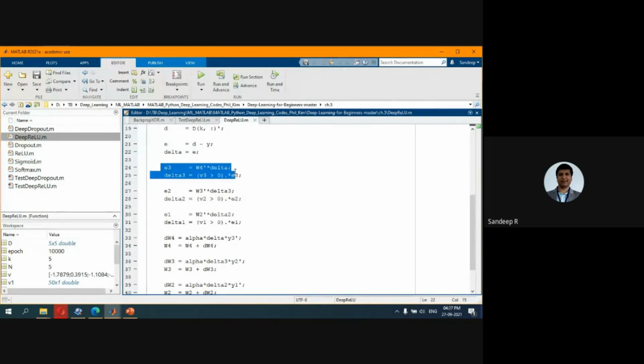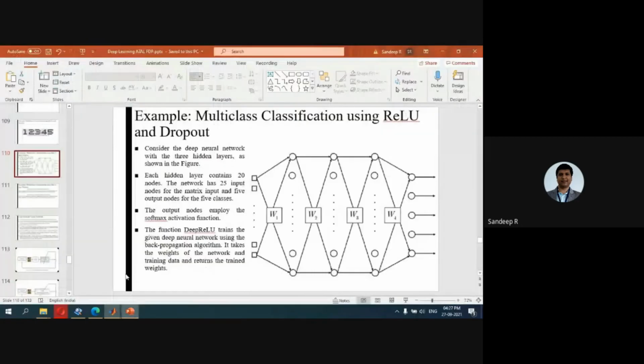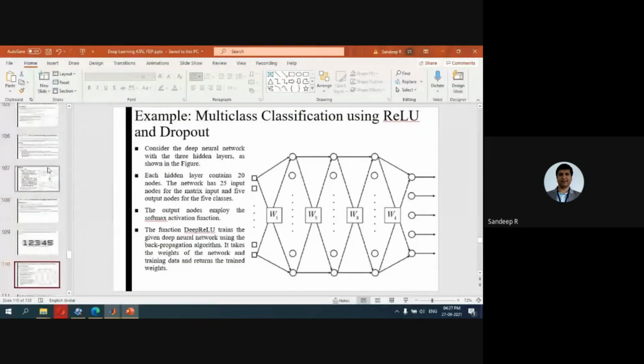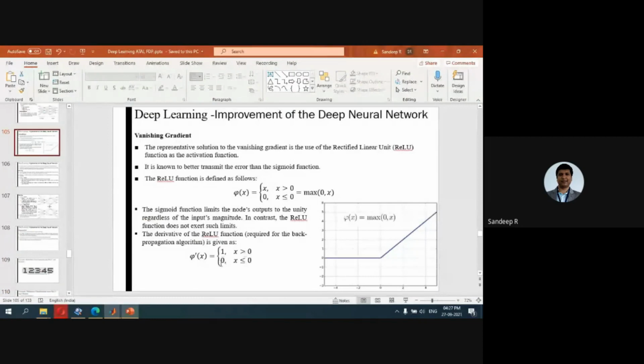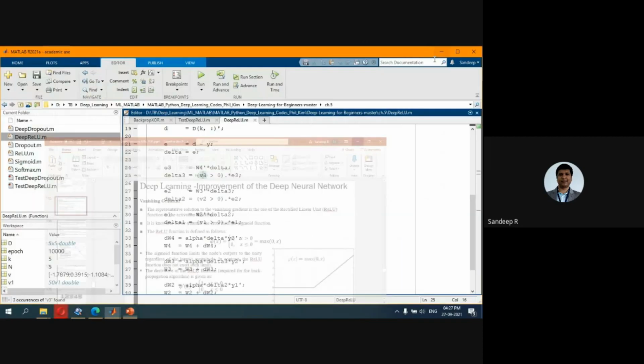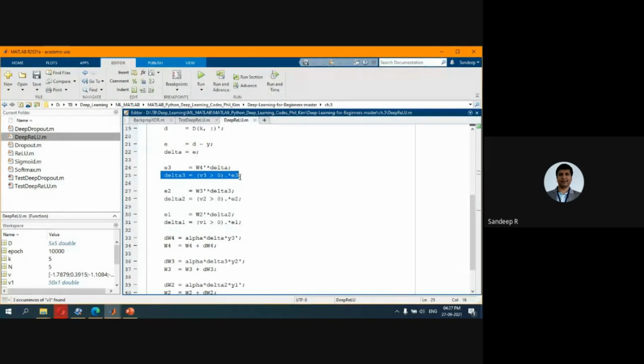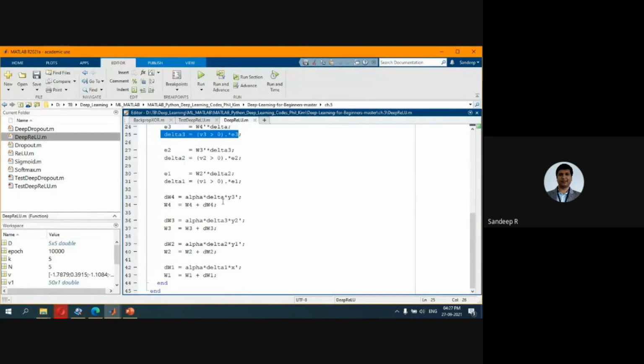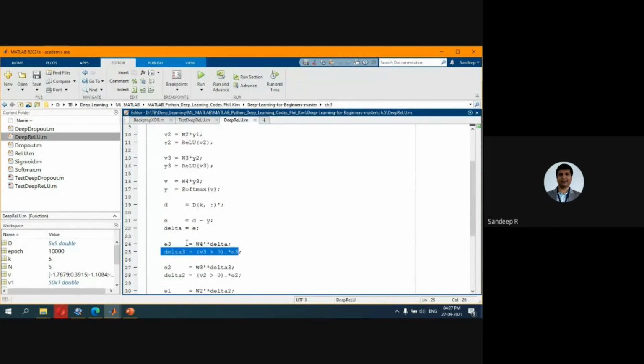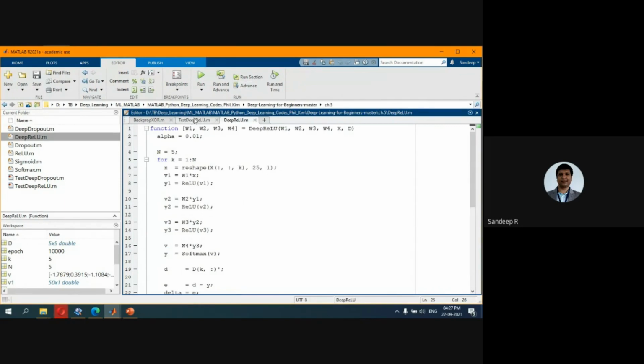Error is nothing but the weighted sum of the deltas, and delta is nothing but the differentiation of the ReLU activation function. It's not the differentiation of the sigmoid function. Here it is 1 for x greater than 0, and 0 otherwise. So it's a simple differentiation, implemented using this code: differentiation of the activation function into error. So the error is propagated backwards, and then the weight updation happens as per the stochastic gradient descent method, and weights are updated. When this is called 10,000 times, we get a trained neural network.